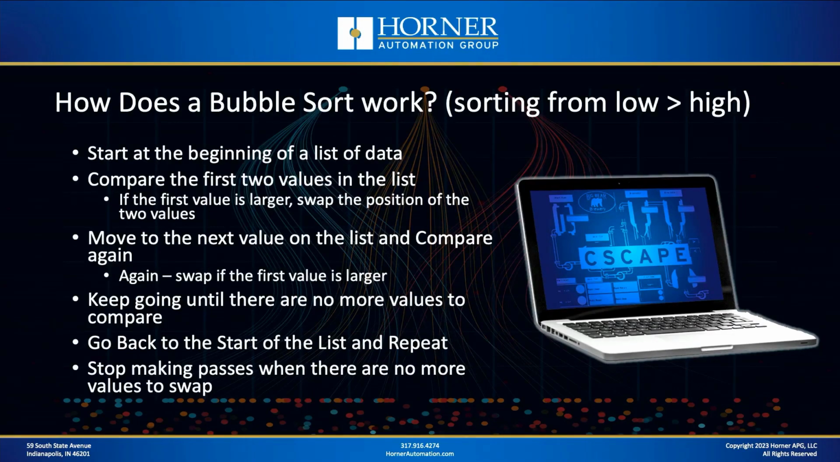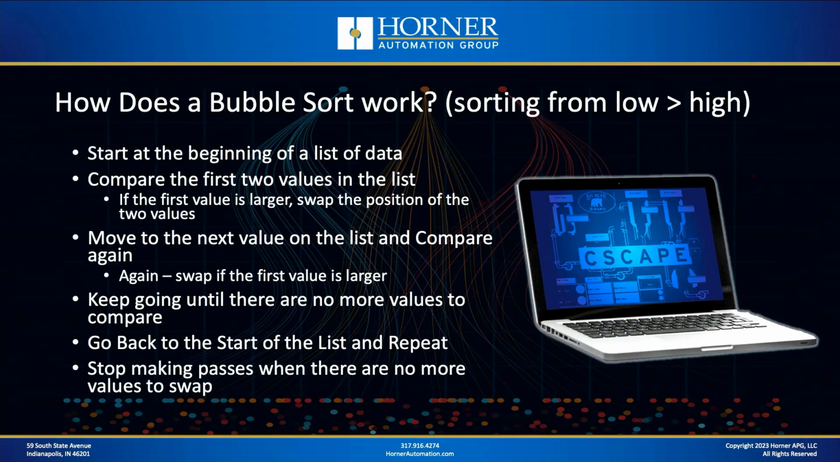So what is a bubble sort algorithm and how does it work? Let's give the example where we're sorting data from low to high, like Casey had to do. We're going to use a bubble sort algorithm to make that happen inside of our user-defined function block. The way it works is you start at the beginning of a list of data, and you start by comparing the first two values in your list. If the first value is larger, you swap the position of the two values. Then you move on to the next value in the list and do another compare.